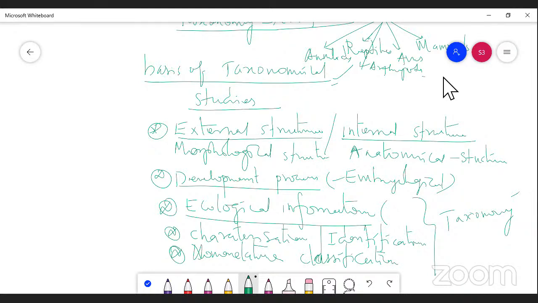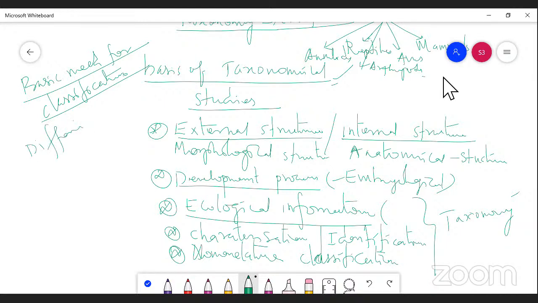Next, the basis needed for classification. What are the basic characters needed for classification? The first one is to identify and differentiate closely related species.